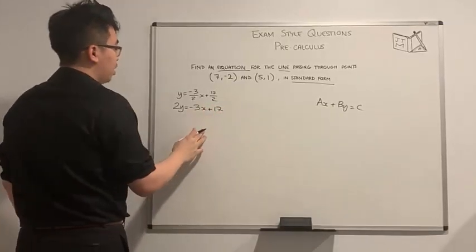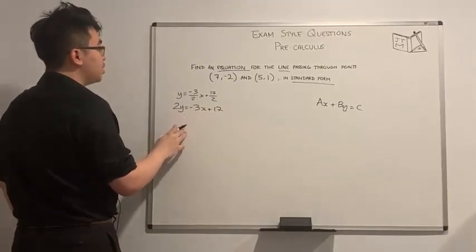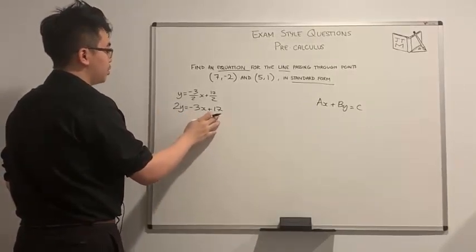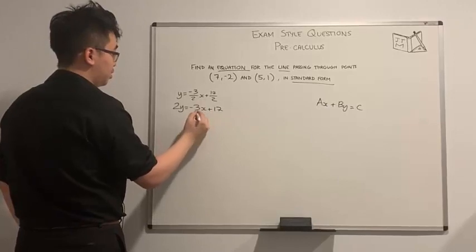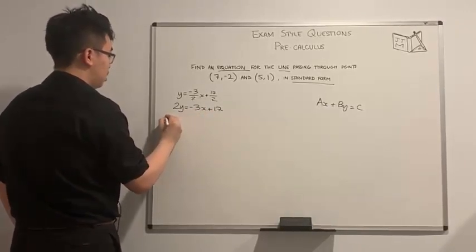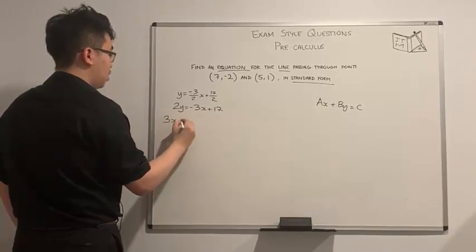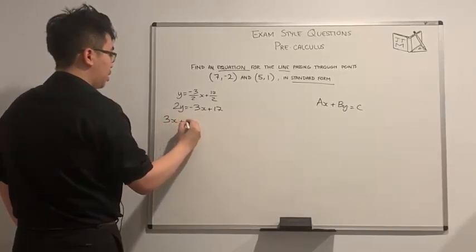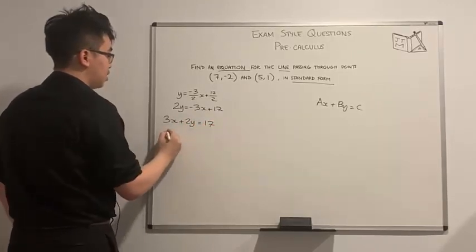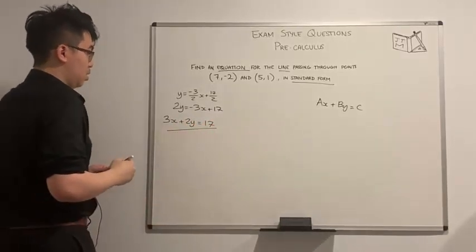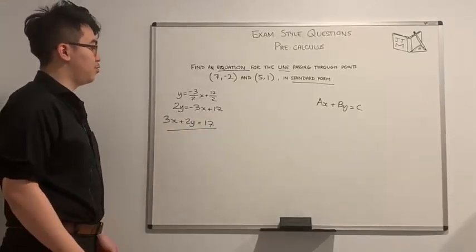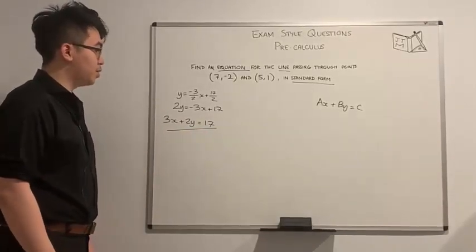Now we want the x and y's on the left side, and the c, which is 17, on the right side. So I'm going to move minus 3x over to the left side, and then plus 2y equals 17. This is going to be our linear equation in standard form: 3x plus 2y equals 17.